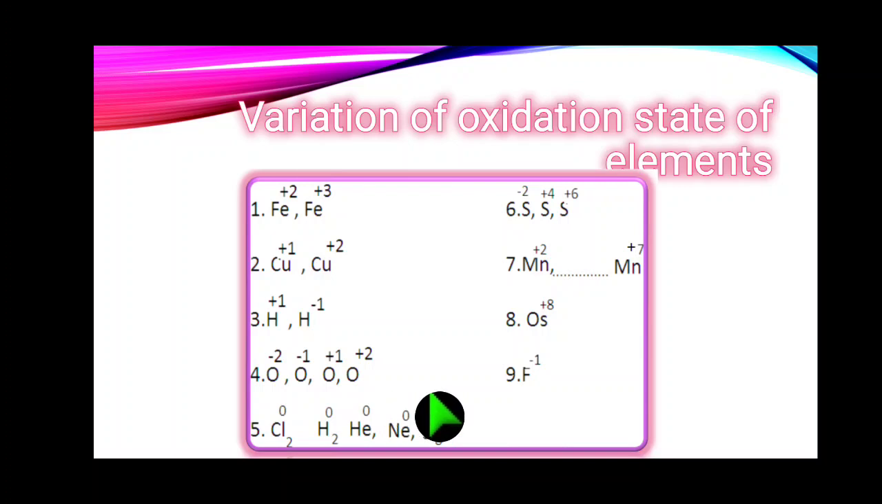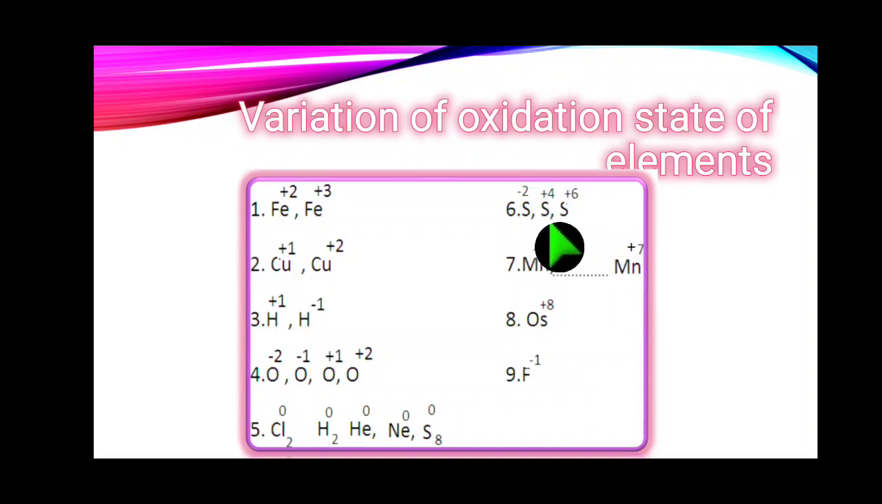Next, the fifth one. Molecules like chlorine and hydrogen, then noble gases: helium, neon, argon, krypton, xenon, and sulfur S8 allotrope. These all have zero oxidation state. So why does a diatomic molecule carry zero? Because in chlorine, plus 1 and minus 1, the total charge is zero. In H2, the hydrogen molecule, one H is plus 1 and the other hydrogen is minus 1, so totally zero. Helium, neon, argon, krypton, xenon, radon are all called noble gases. Noble gases do not react with another element because they are completely filled. There is no charge, that's why the oxidation number is zero.